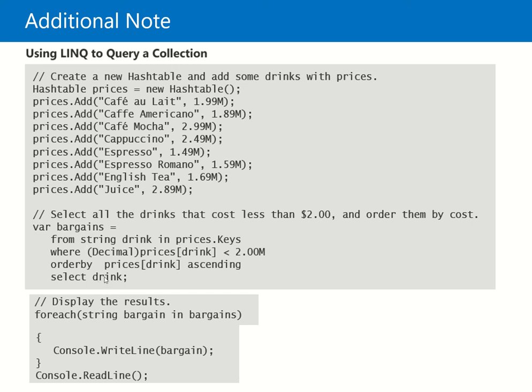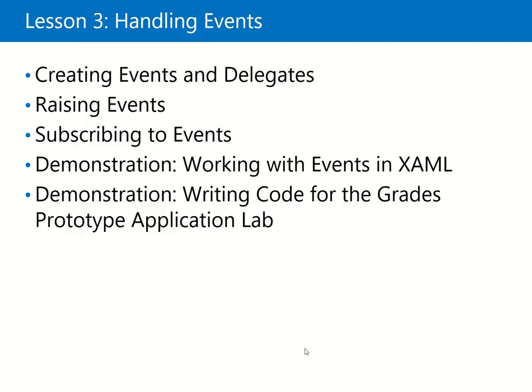So we select the drink. In this case, it will display Cafe Au Lait, Cafe Americano, Espresso, Espresso Romano, and English tea in ascending order. So it will display Espresso first, Espresso Romano, and then English tea, Cafe Americano, and Cafe Au Lait. So that is the result.